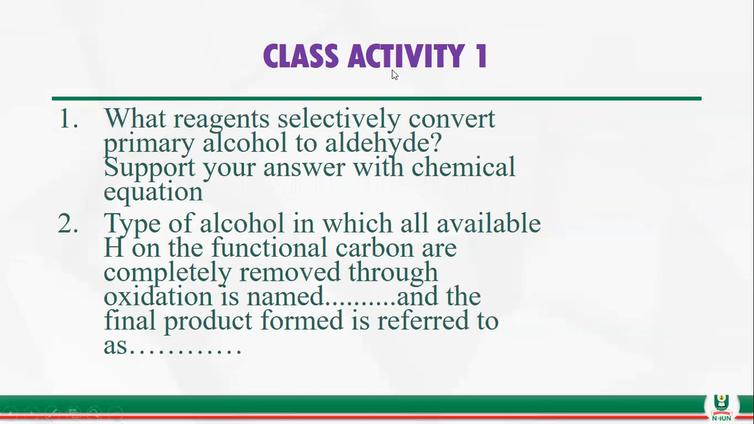Class activity 1. Let's quickly look at this. What reagent selectively converts primary alcohol to aldehyde? Can somebody tell me? That means what oxidizing agent can make primary alcohol go to aldehyde and make that reaction stop there, not allowing it to go to carboxylic acid or alkanoic acid further. What selective oxidizing agent do we use? Can somebody help us to attempt that?